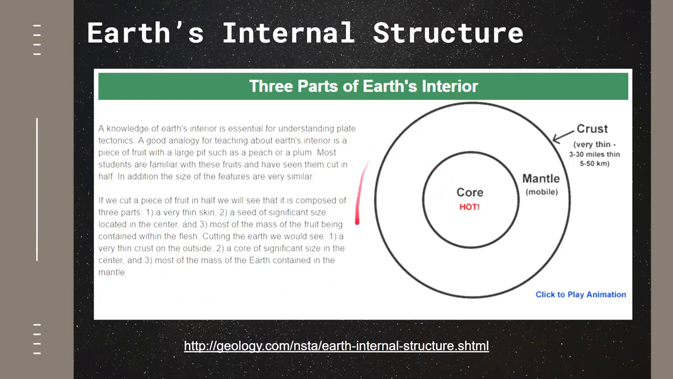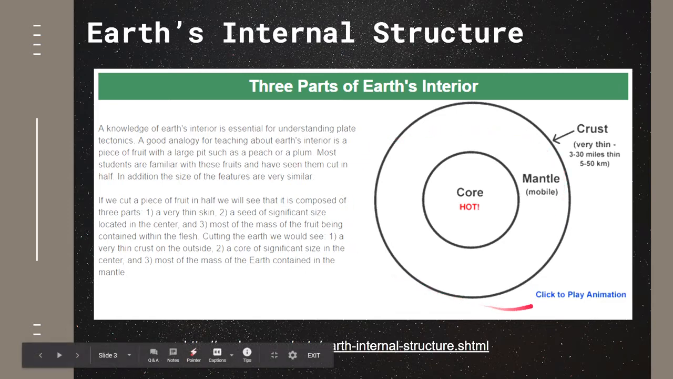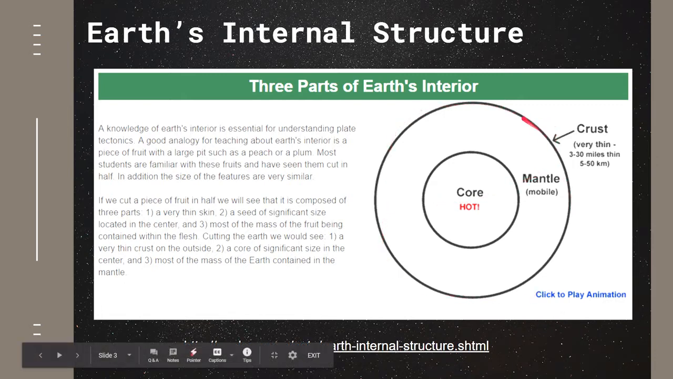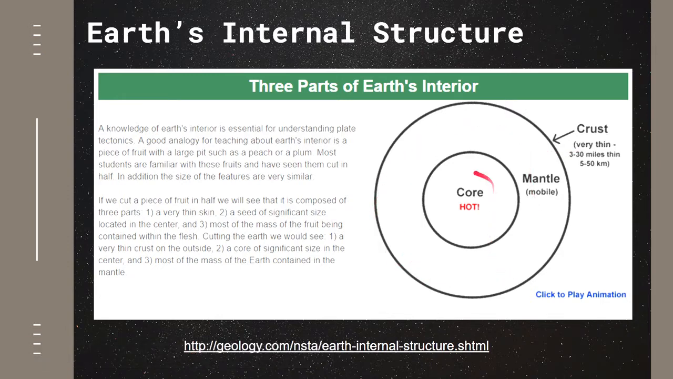One good way to visualize the three parts of Earth's interior would be to imagine cutting a fruit in half, specifically a fruit with a big seed, such as plum, peach, or avocado. The outermost layer, the skin, is your crust. Then the juicy part of the fruit is the mantle, and the big seed is the core.